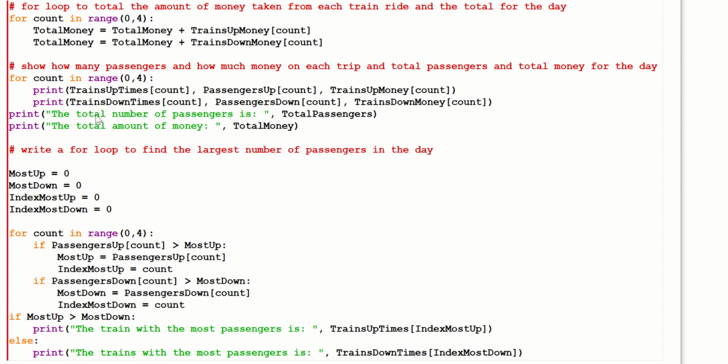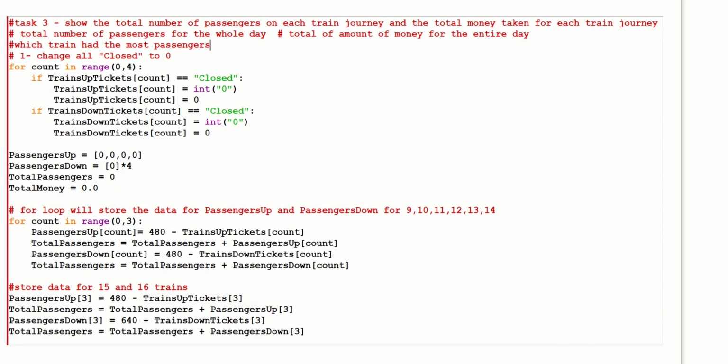It would print total number of passengers is, and the total amount of money. Total money is this, and total money we got from here, and total passengers was gotten from here. We kept adding the passengers for each chain, and the total passengers we got from here.